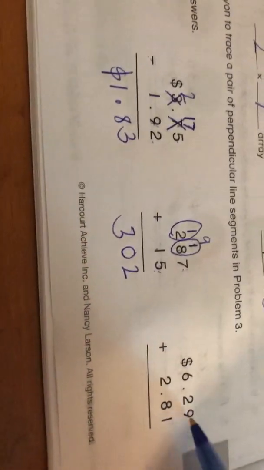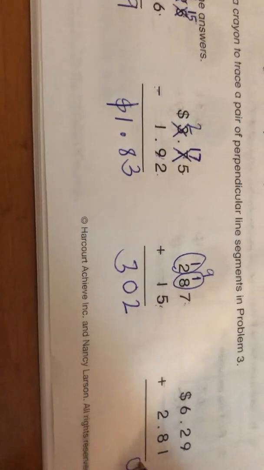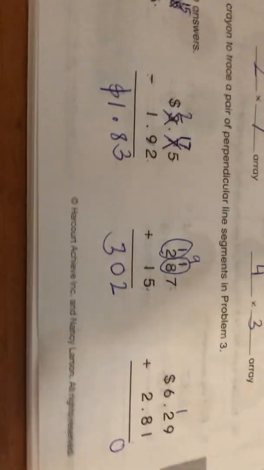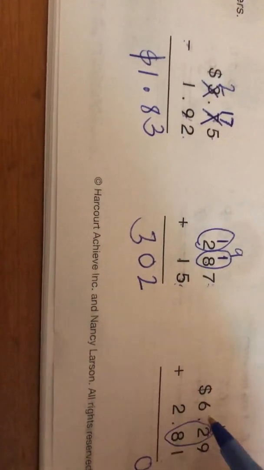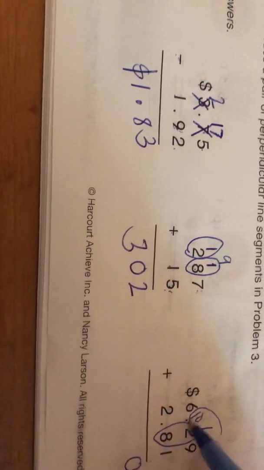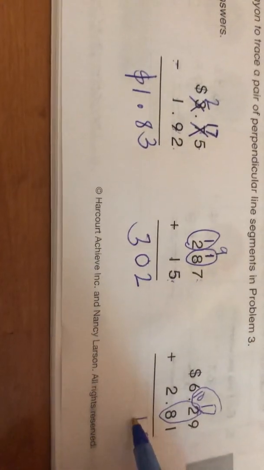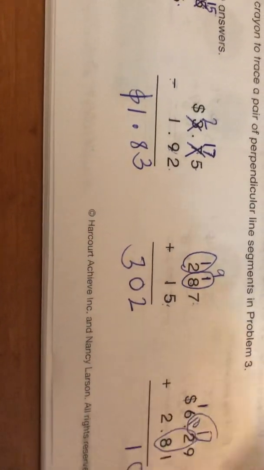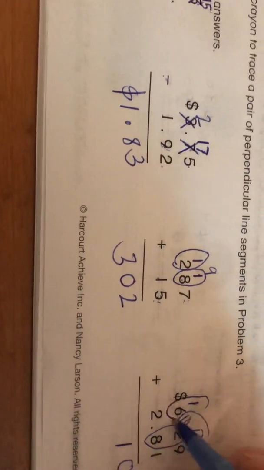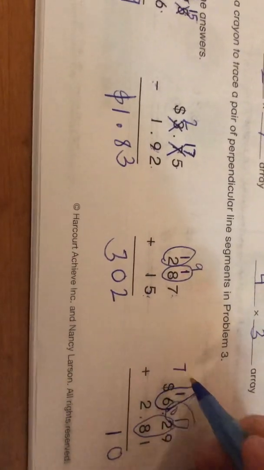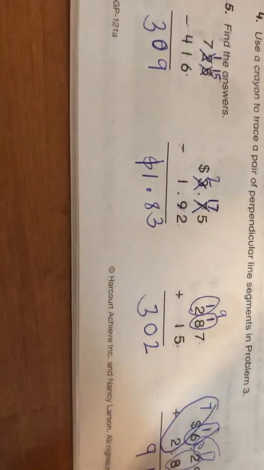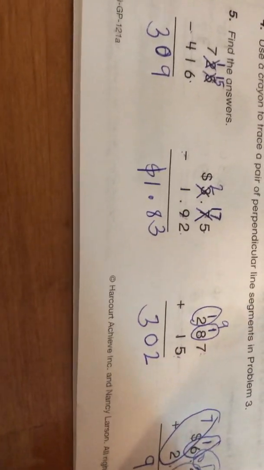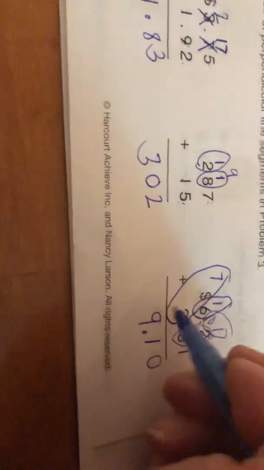Okay, again we're adding. 9 plus 1 is 10. I regroup into my tens place. I'm going to do 8 plus 2 because I know that makes 10. And then 10 plus 1, which makes 11. And then 6 plus 1, which equals 7. And 7 plus 2, which equals 9. And because I'm talking about money, I'm going to make sure I bring down my decimal point and bring down my dollar sign. And there you go.